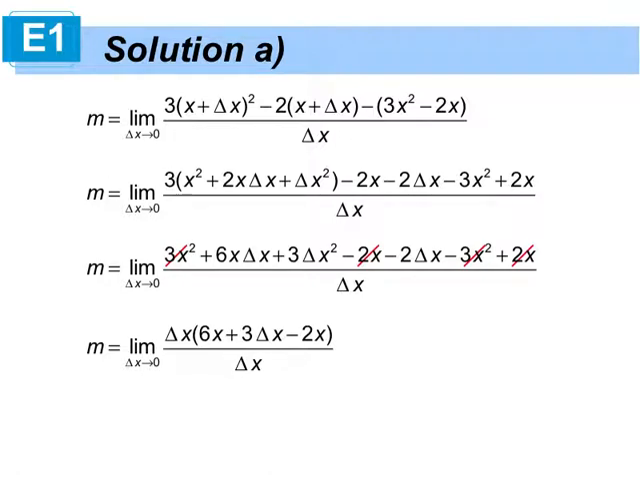Also, get in the habit of factoring out a delta x. Don't just start canceling things out. Factor it out, then cancel. Okay. So I got down to 6x plus 3 delta x minus 2. Then I took the limit. So what happens when you plug 0 in for delta x? The 3 delta x term disappears, goes to 0. And I'm left with this.